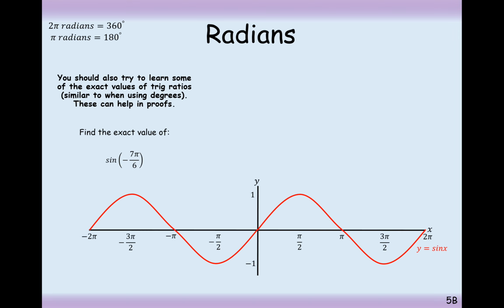So if we grab the whole sine graph from minus 2 pi up to pi, then minus 7 pi by 6 will be just a little bit less than minus pi, just because the fraction minus 7 over 6 is a little bit less than the fraction of minus 1.